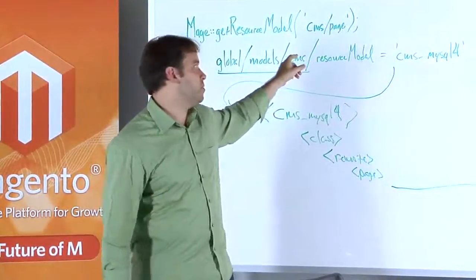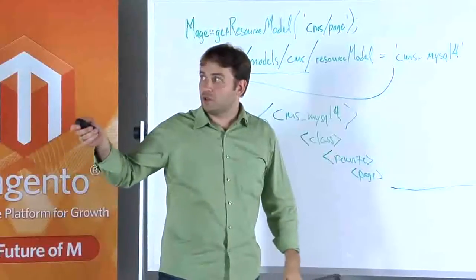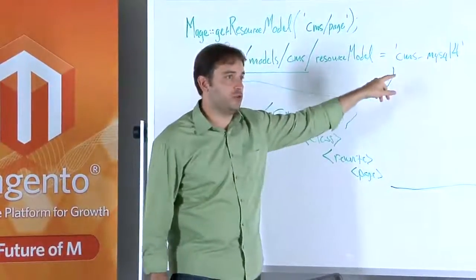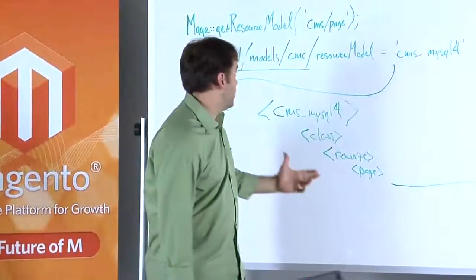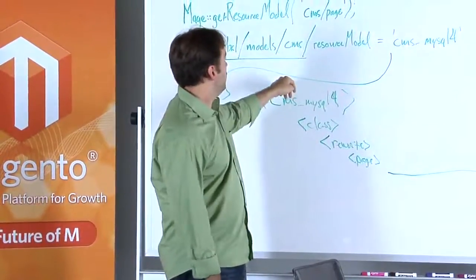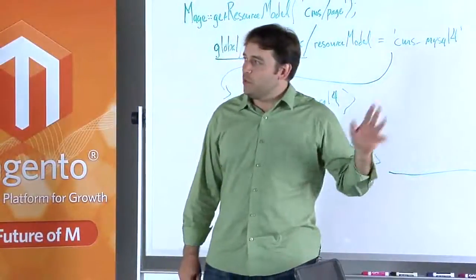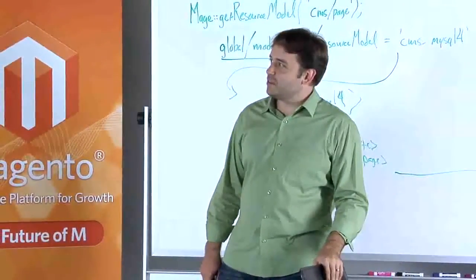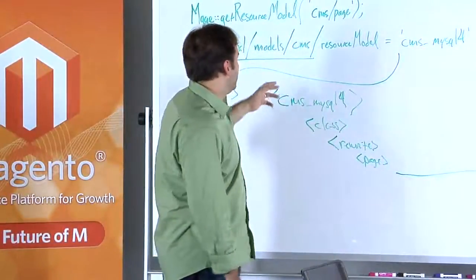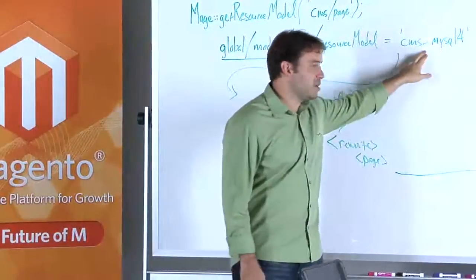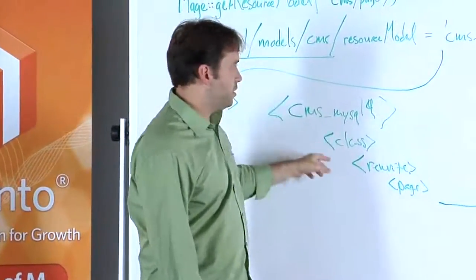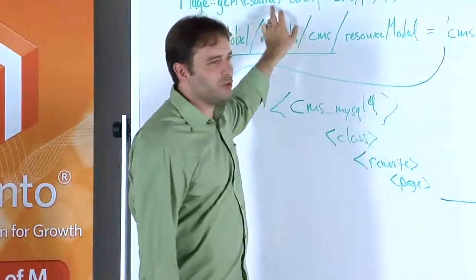Resource models are the only ones that are tricky because instead of using CMS under global models, you actually have to look for the resource model node, which hopefully now you should know to do. In fact, you could also say Mage get model, and pass in a path, but we won't deal with that. Sorry, I should explain that. You could say Mage get model CMS MySQL4/page, and you'd get the same effect. That's just an aside. But if you're getting a resource model, always do it this way.